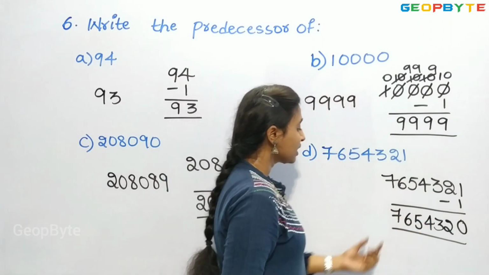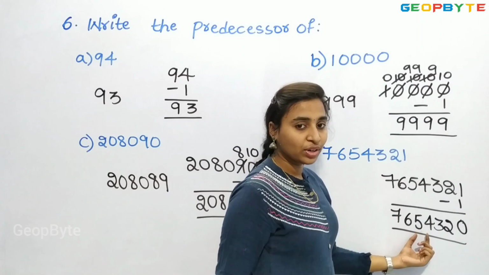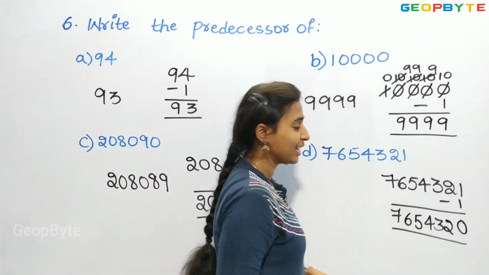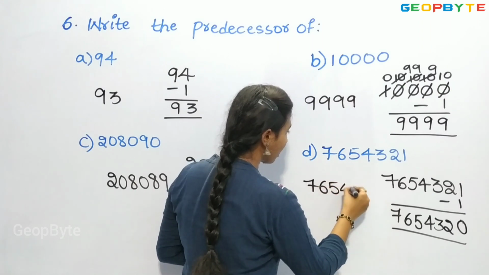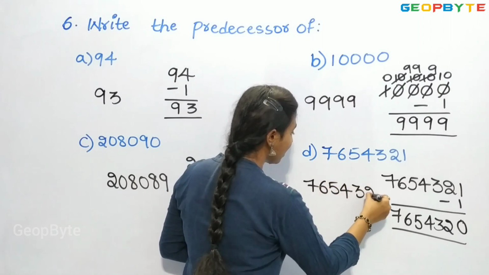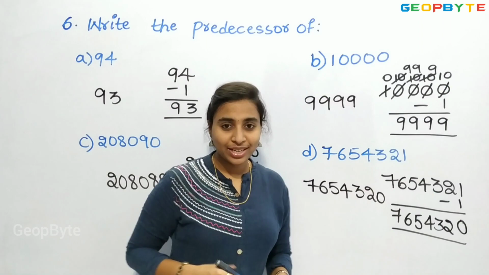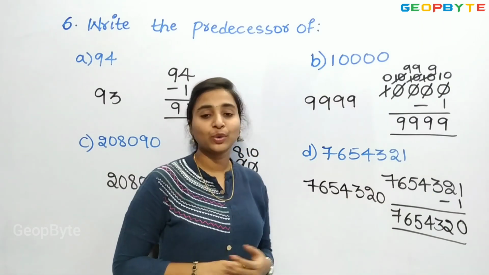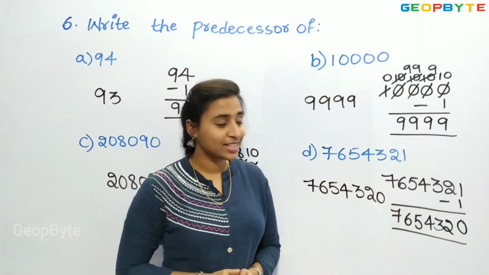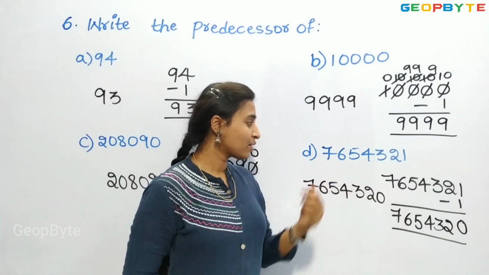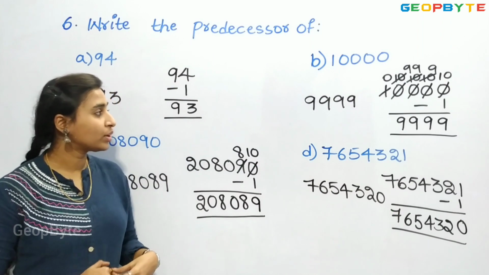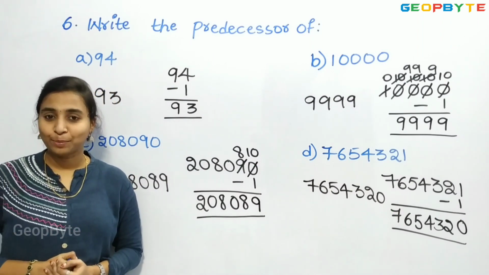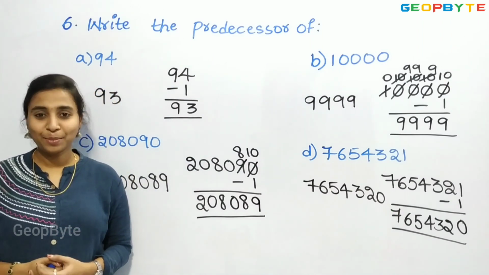So we got 76,54,320. So 76,54,320 is the predecessor of 76,54,321. So we found out the predecessors by subtracting 1 from that number.